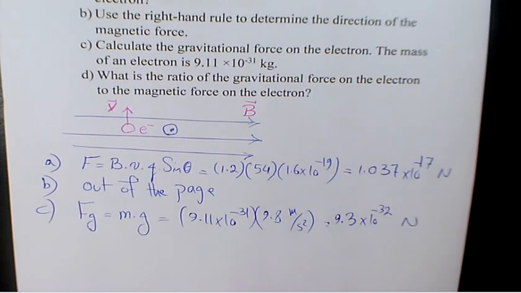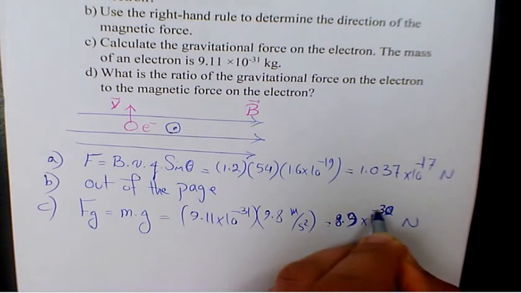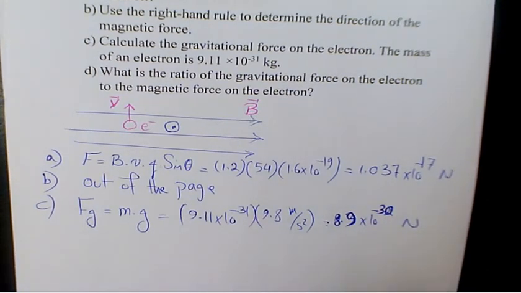Newton. I made a little mistake here. It's 8.9 times 10 to the power of negative 30. That's going to be the correct answer. 8.9 times 10 to the power of negative 30 is going to be the gravitational force.